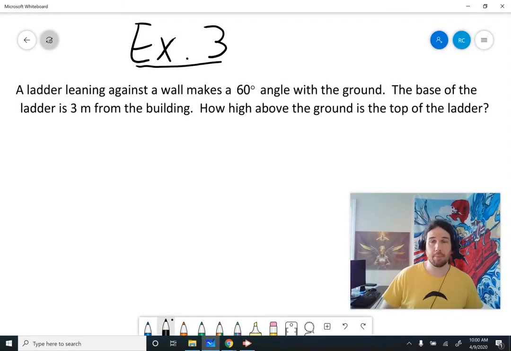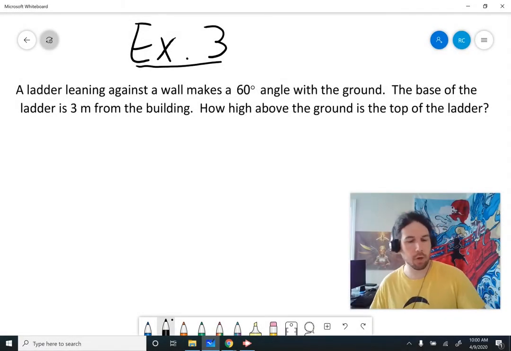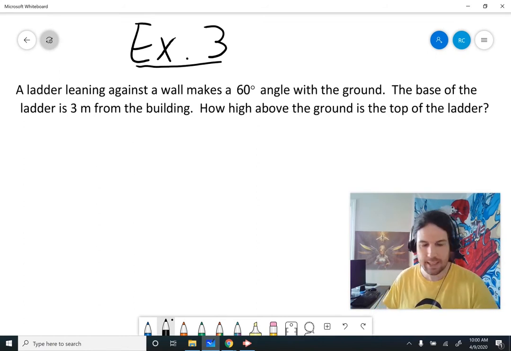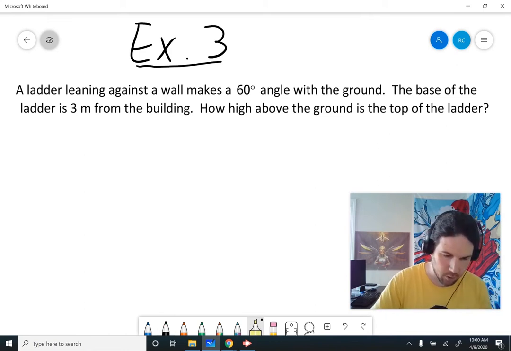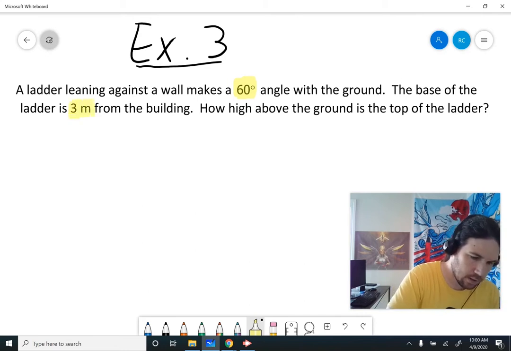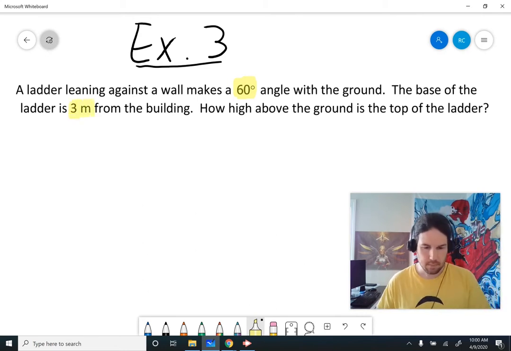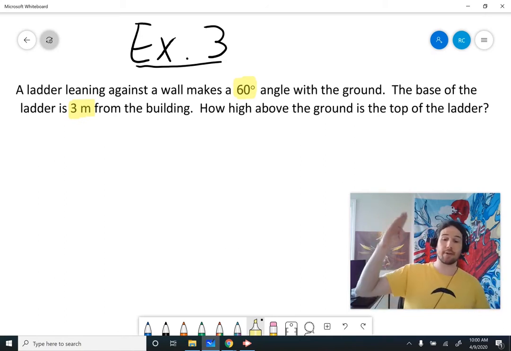In our third example of right triangle trigonometry word problems, we have a ladder leaning against a wall and making a 60-degree angle with the ground. The base of the ladder is 3 meters from the building. How high above the ground is the top of the ladder? So we're basically figuring out how tall the building is that the ladder is leaning against, right?